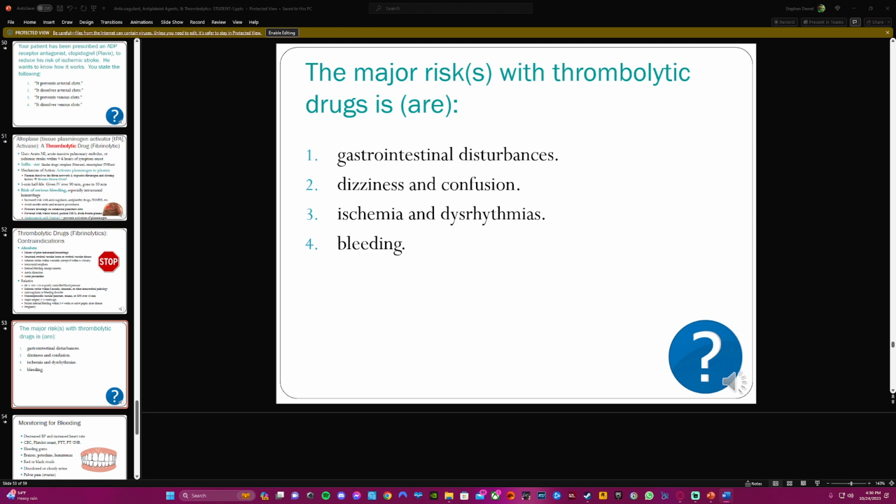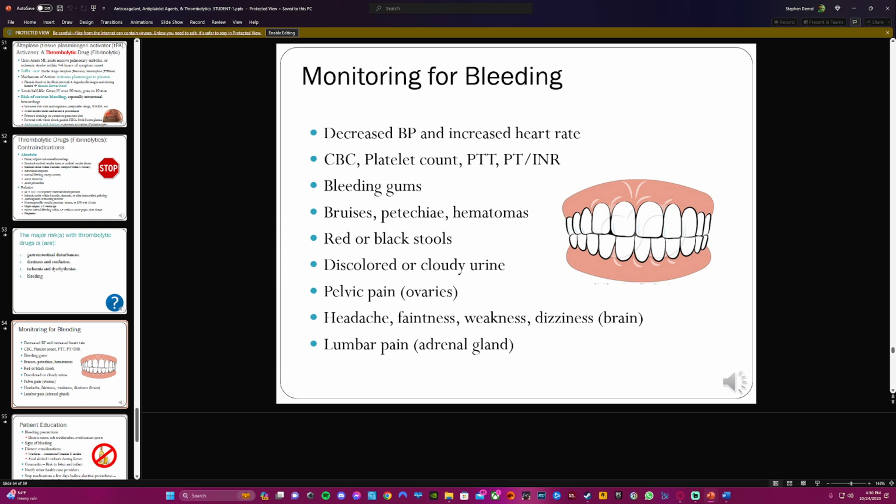The major risk with thrombolytic drugs is bleeding. So you want to monitor for bleeding, such as decreased blood pressure and increased heart rate, CBC, platelet counts, PTT, PT, and INR counts, bleeding gums, bruises, petechiae, hematomas, red or black stools, discolored or cloudy urine, pelvic pain or pain in the ovaries, headache, faintness, weakness, dizziness, which relate to the brain, and lumbar pain, which relates to the adrenal gland.